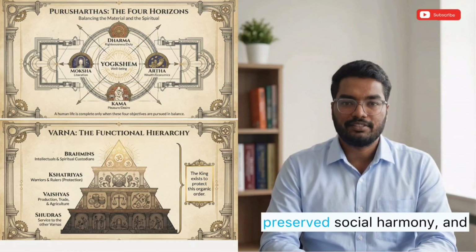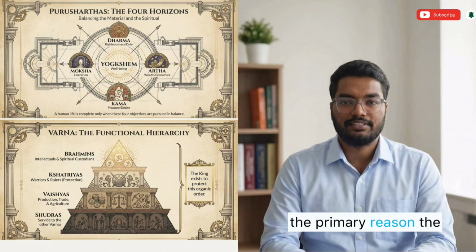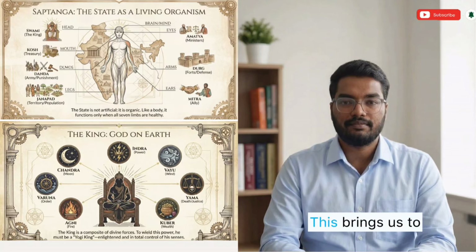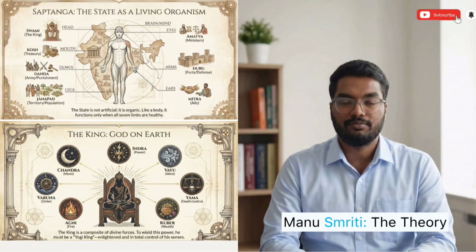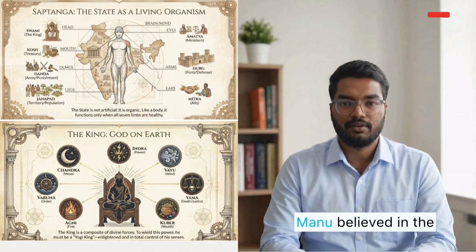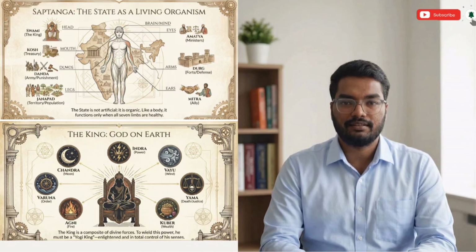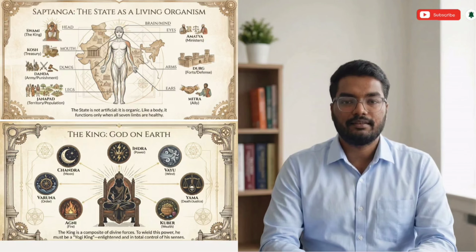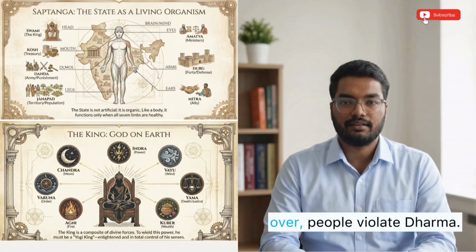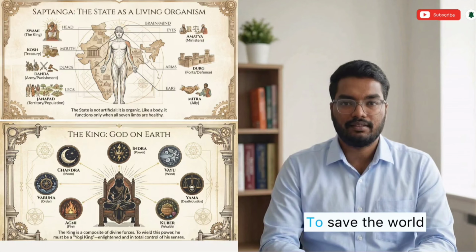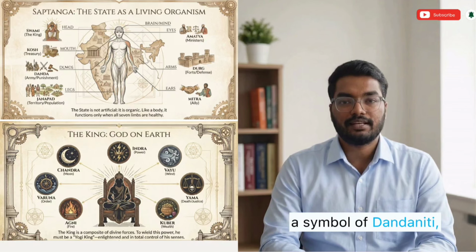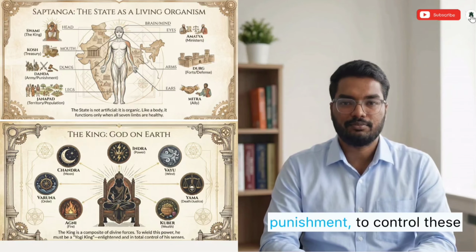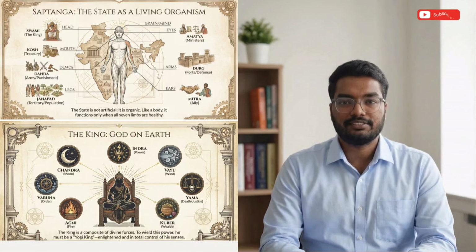Manu believed this system preserved social harmony, and the primary reason the king even came into existence was to protect this Varna system. This brings us to chapter 7 of the Manu Smriti, the theory of state. Manu believed in the divine origin of the state. He argued that human beings possess a mixture of good and evil tendencies. When evil tendencies take over, people violate Dharma. To save the world from total anarchy, God created the king as a symbol of Dandaniti, or the policy of punishment, to control these evil tendencies.